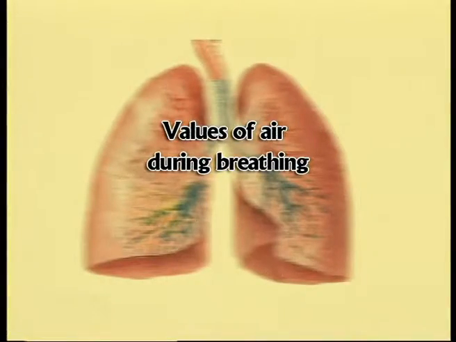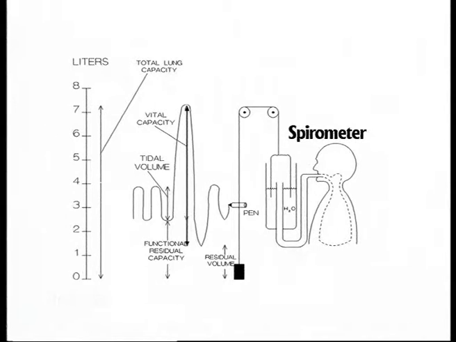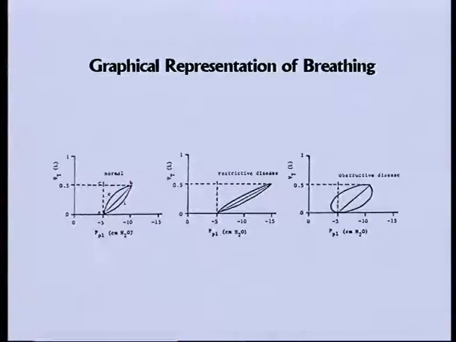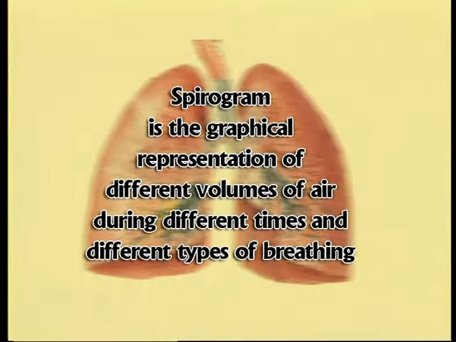Now we are going to discuss very important values of air during respiration, during breathing. A term used here is spirometry. Spirometry is the measurement of different volumes of air at different times and in different types of breathing, meaning normal breathing and deep breathing. The graphical representation of these different volumes of air is called a spirogram, as you are seeing on your screen.